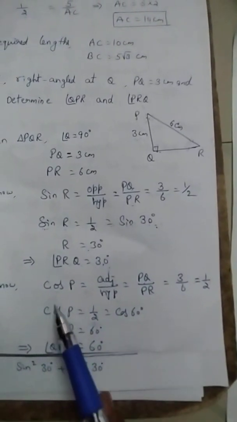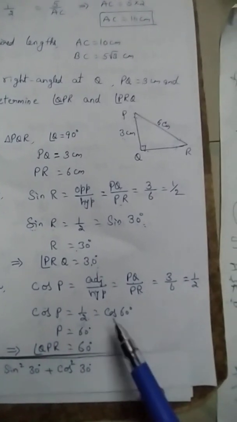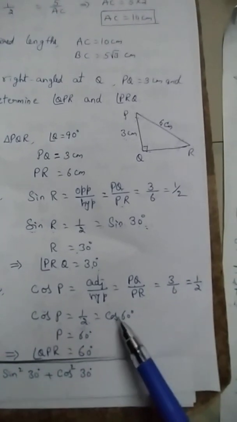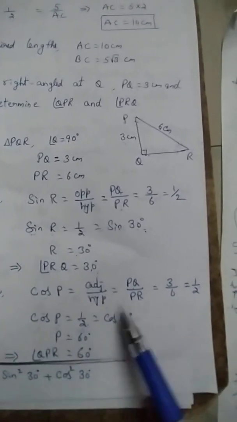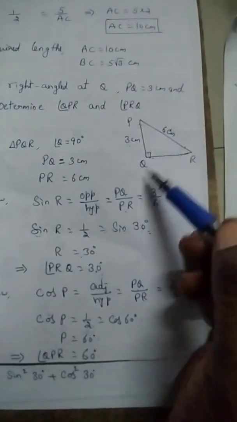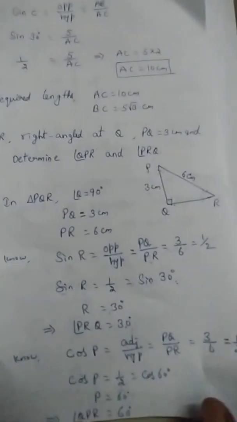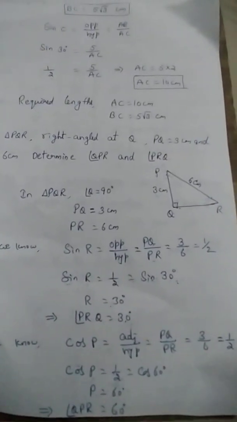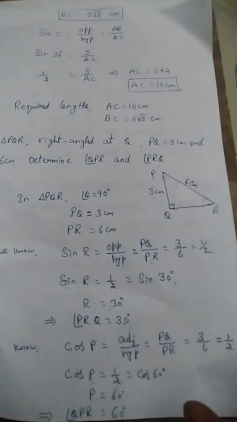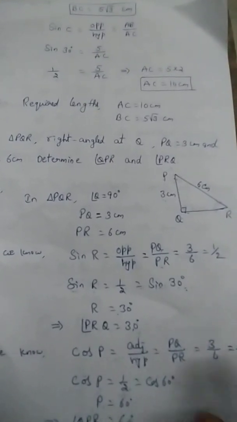Now this 1 by 2 is compared with the cos trigonometric ratio only, because we are taking cos P. It is equal to 1 by 2, and that is equal to cos 60 degrees. Compare with cos only. Then by removing the cos on both sides, P is equal to 60 degrees. P is angle QPR, so angle QPR is equal to 60 degrees. So this is the way to find the required measures in the given question, by applying the trigonometric ratios for some specific angles.